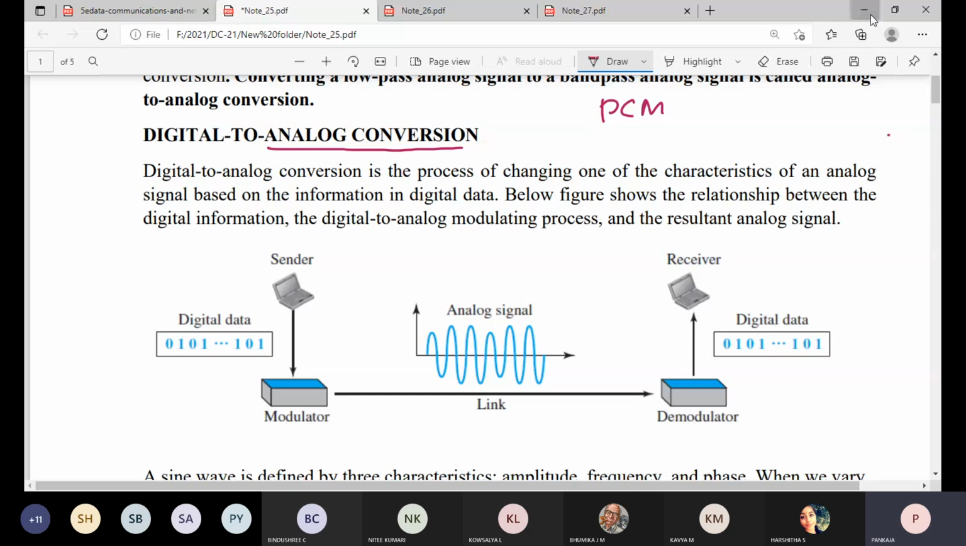Are you able to see my screen now? Yes, ma'am. Oh, here it is not showing for me. Okay, fine.